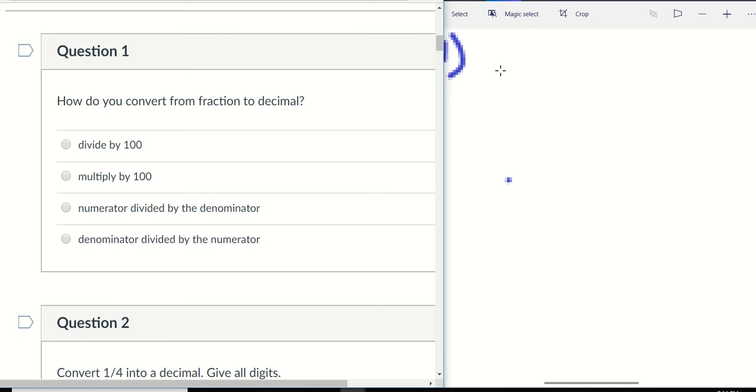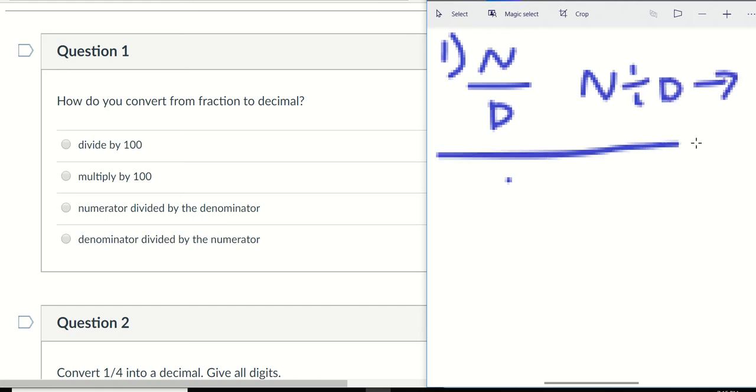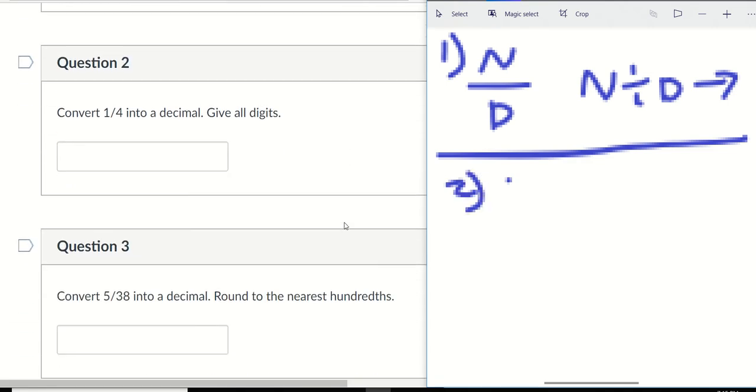Number 1, how do you convert from fraction to decimal? Yep, so top number is numerator, bottom number is denominator. Just do numerator divided by denominator, and that'll give you your decimal. Number 2, all right, let's convert 1/4 into a decimal. So we'll do 1 divided by 4. What do you guys document that as? 0.25. Yep, so make sure you have the 0 in front of the decimal point.